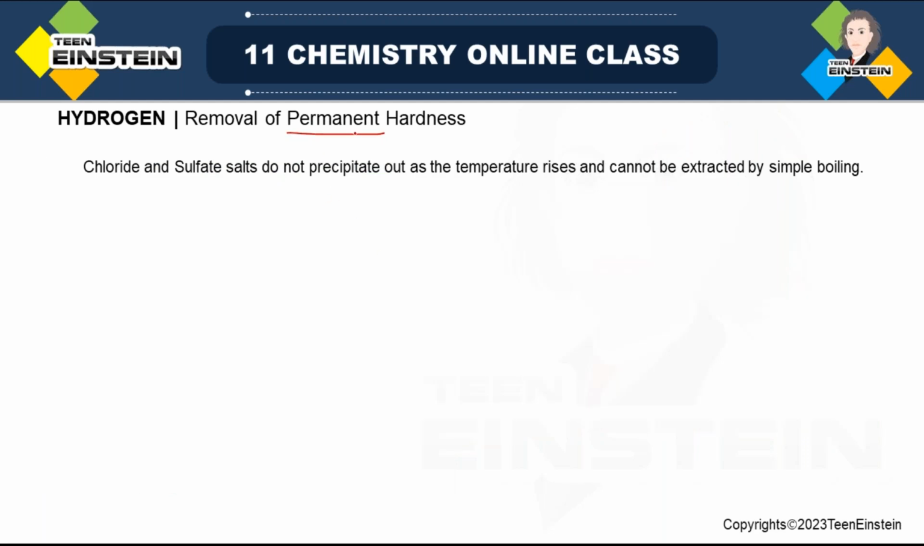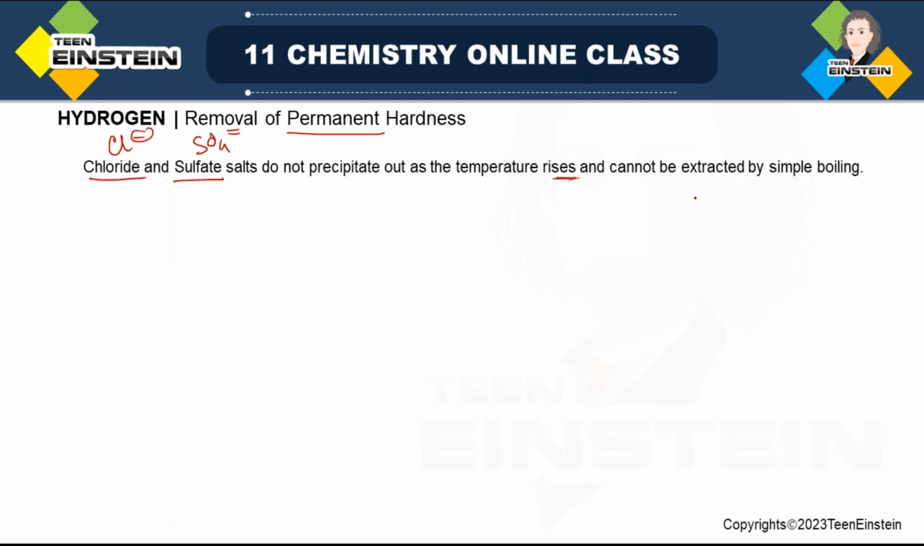Removal of permanent hardness. Permanent hardness is because of chloride salt and sulfate salt. Unlike the previous case, that is temporary hardness, where you have seen simply there is precipitate of CaCO3 or Mg(OH)2, and we are simply doing filtration and we are getting back the soft water. But in this case, they do not precipitate out as the temperature rises.